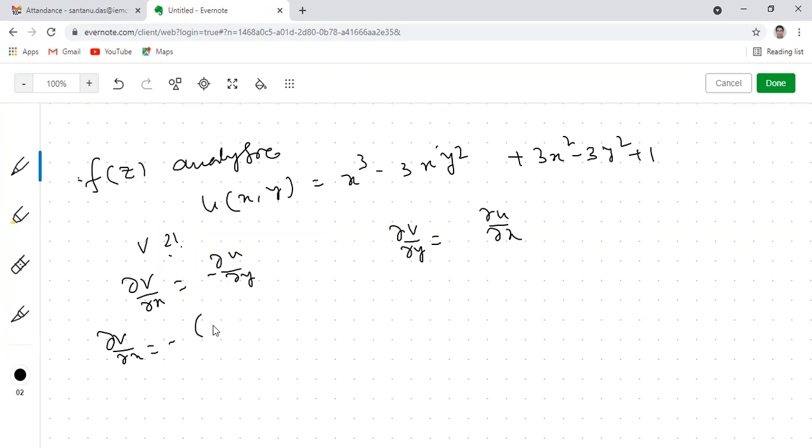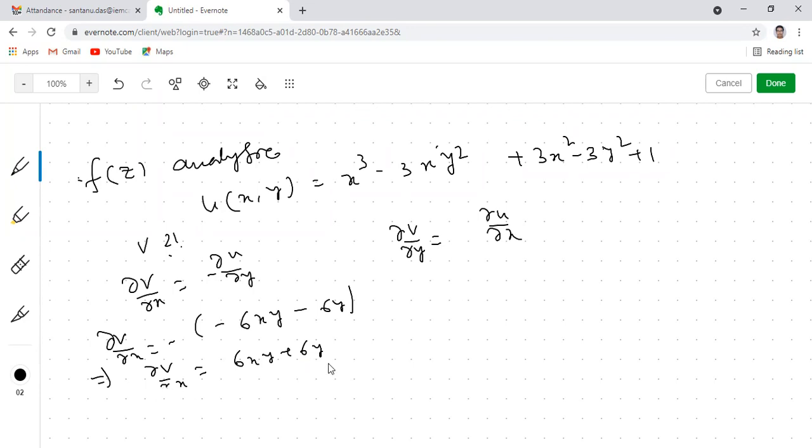So we need to differentiate this partially with respect to y. So first one will be 0, then second one will be minus 6xy. Then 3x square will be 0, minus 3y square means minus 6y. So ultimately del v del x will be equals to 6xy plus 6y.